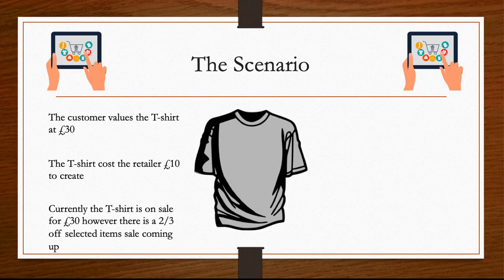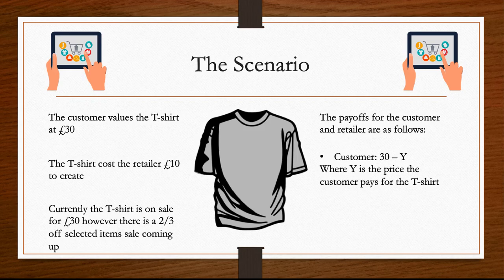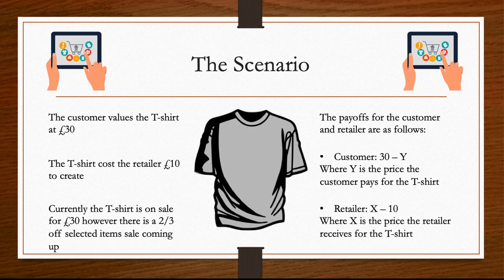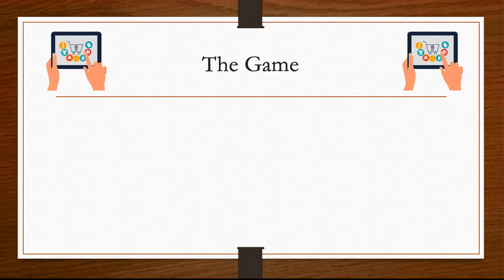It is currently on sale for £30, however the shopper knows that there is an upcoming sale where selected items will be discounted by 2/3 of their original price. The payoffs of the customer and the retailer are as follows: 30 minus Y for the customer, where Y is the price the customer pays for the t-shirt, and X minus 10, where X is the price the retailer receives for the t-shirt. If the t-shirt is not purchased, this gives the customer 0 payoff, and the retailer a negative 10 payoff for not selling the item.